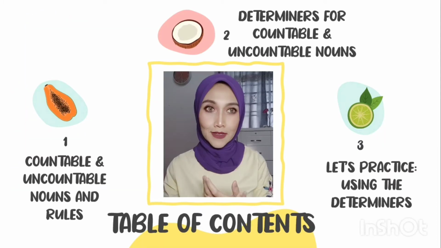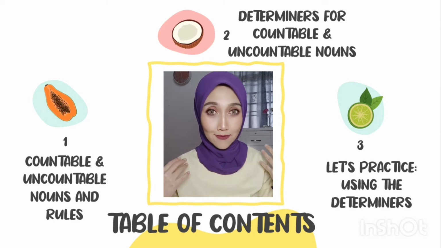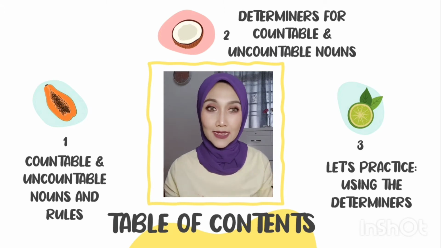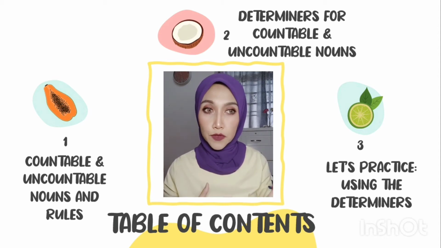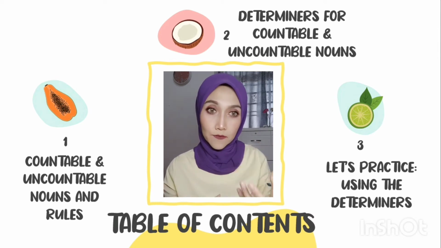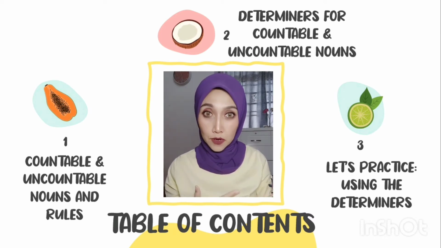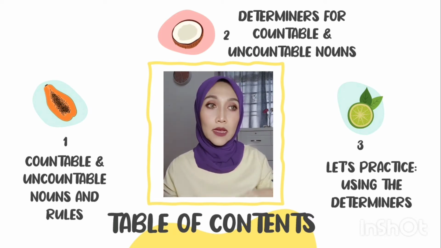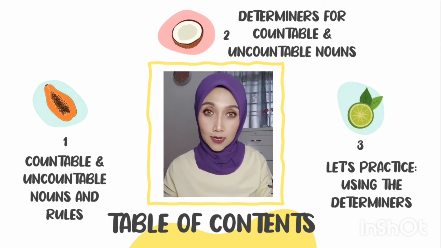Check our table of contents for today. First, we're going to get to know countable and uncountable nouns and the rules. This is very basic, the introduction for the topic. Then we move to determiners for countable and uncountable nouns. When you already know how to identify countable and uncountable, then you should know how to use the determiners for those terms. And the last one we're going to have the practice. Let's practise using the determiners.